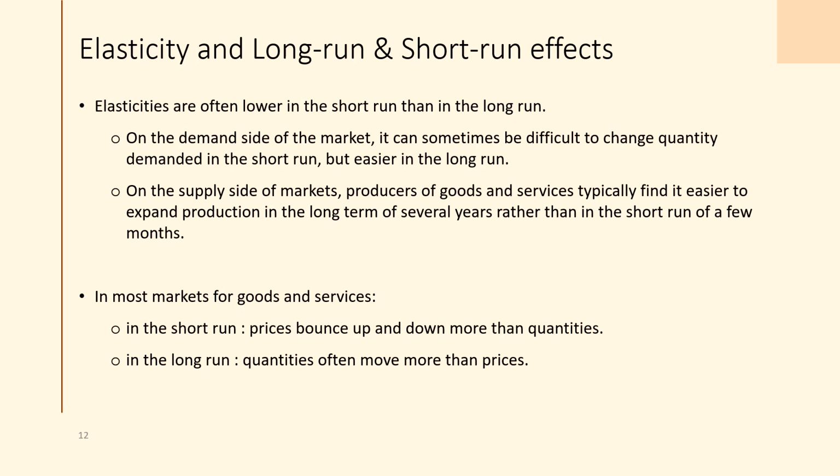Now let's discuss time. Elasticities are usually lower in the short run than in the long run. In the short run, consumers and producers have limited ability to adjust. For example, it may be difficult to change consumption habits or production capacity immediately. In the long run, people have more time to adjust. Consumers can find alternatives and producers can expand production. As a result, quantities tend to respond more in the long run, while prices fluctuate more in the short run.